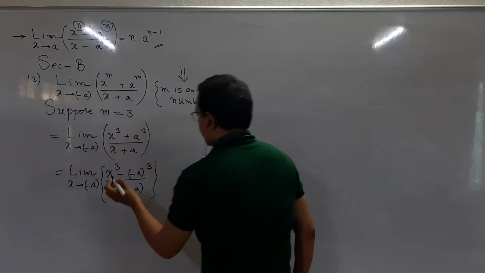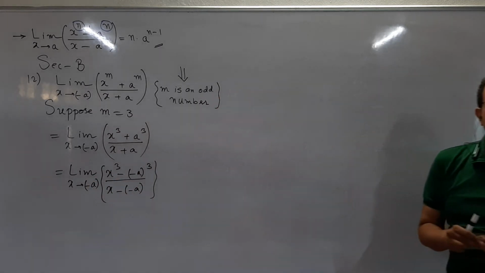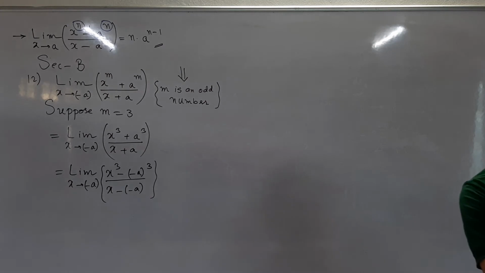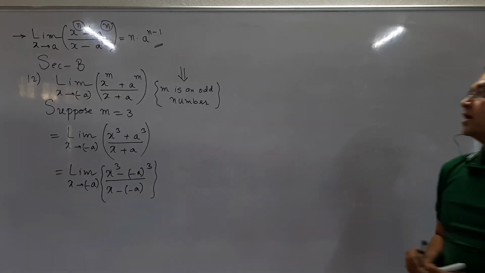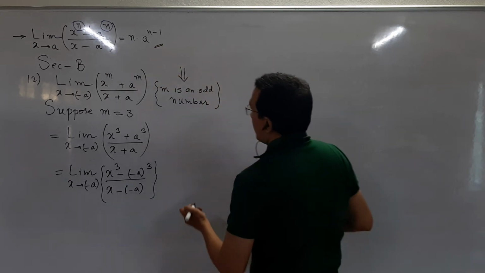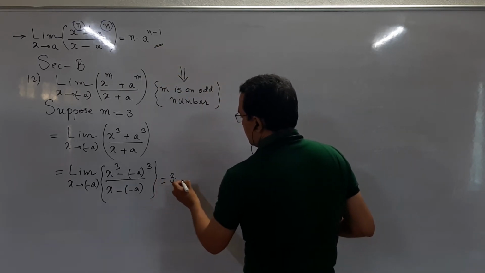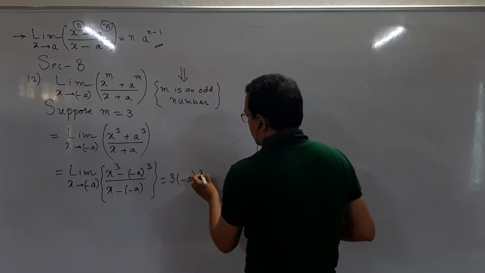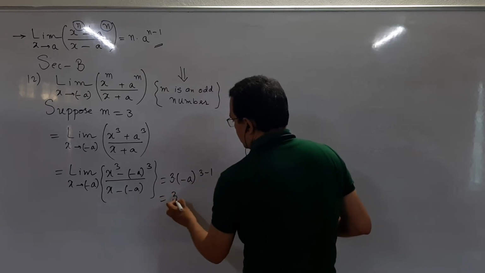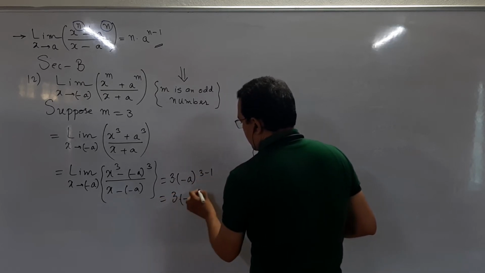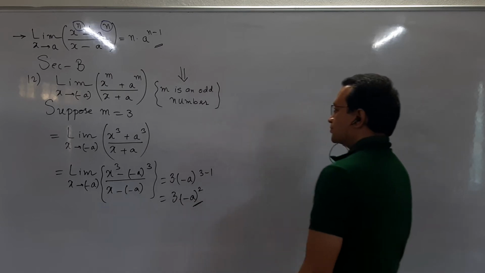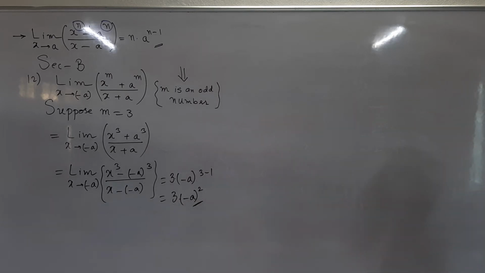Now check. Minus a the whole cube will be minus into a cube, and minus becomes plus. Now if I am going to apply the formula, n is 3, so the answer is 3 into minus a raised to 3 minus 1, so it is 3 into minus a square. Clear?